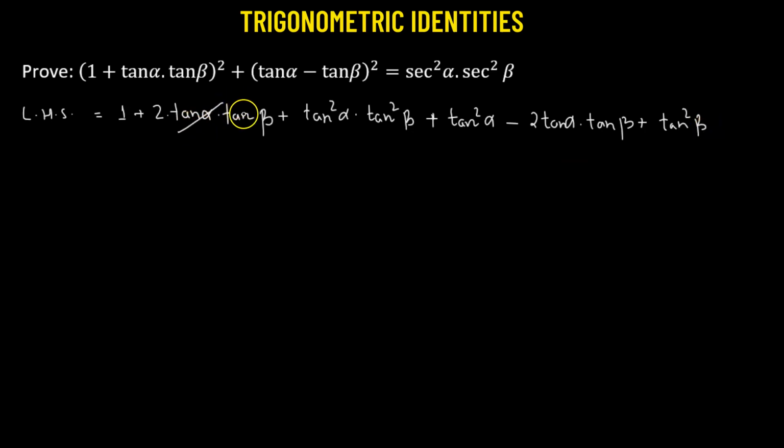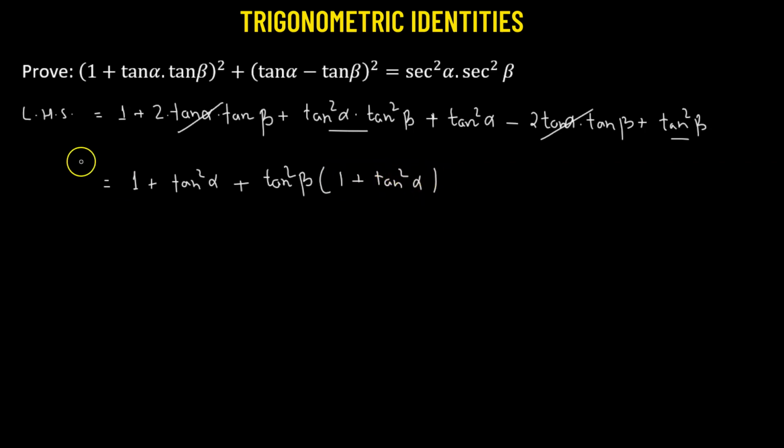Now 2 times tangent of alpha times tangent of beta and negative 2 times tangent of alpha times tangent of beta cancel out. Now we are left with, we'll combine 1 with tangent squared alpha, and then we're going to combine tangent squared alpha times tangent squared beta with tangent squared beta. But what we'll do, we'll take tangent squared beta as the common factor. So that means we'll be left with 1 plus tangent squared alpha. So this is going to be our first term, 1 plus tangent squared alpha, and the second term is going to be tangent squared beta multiplied to 1 plus tangent squared alpha.